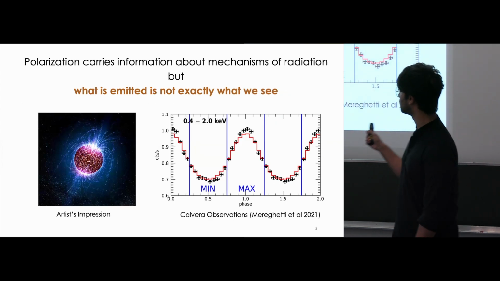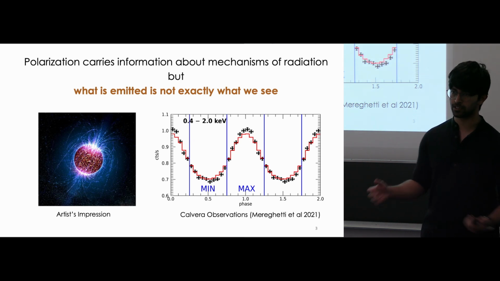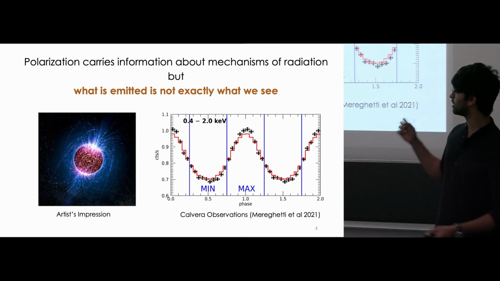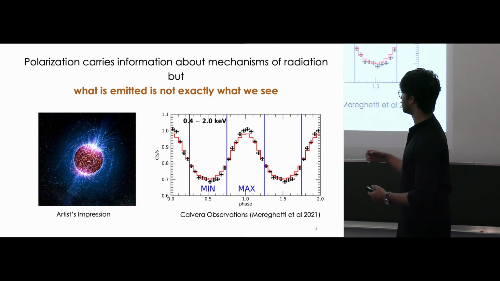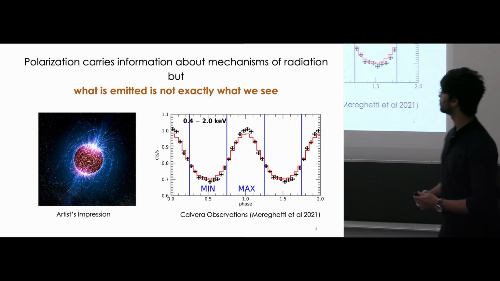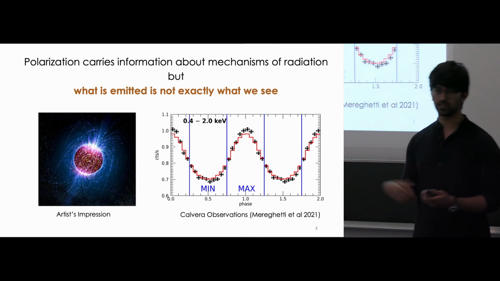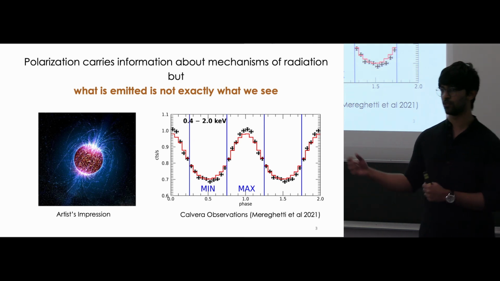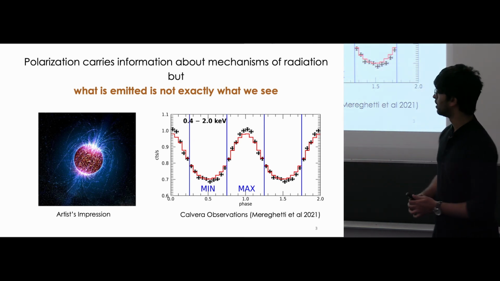So my talk is about polarization, and polarization carries information about the mechanisms which produce the radiation at the neutron star. But the problem is that we don't see neutron stars as that extended object, right? We only see them as point sources. And additionally, as I would explain further, there are all these effects which distort the polarization information before it reaches the observer. So what is emitted is not exactly what we see.